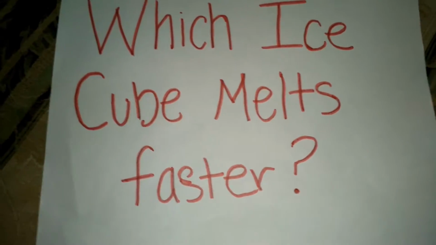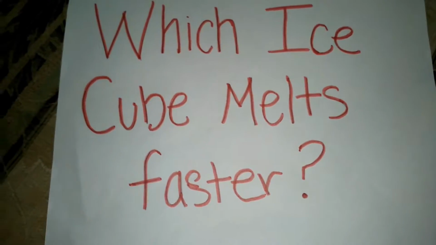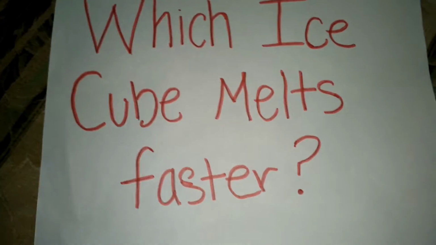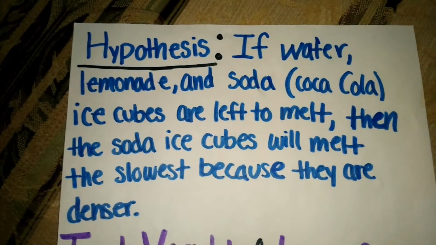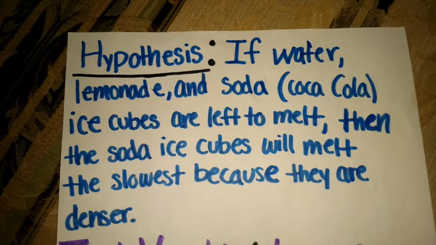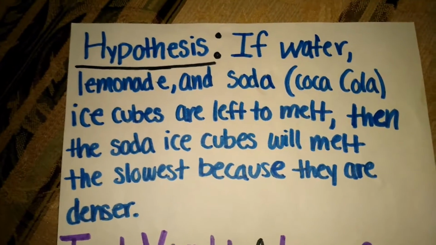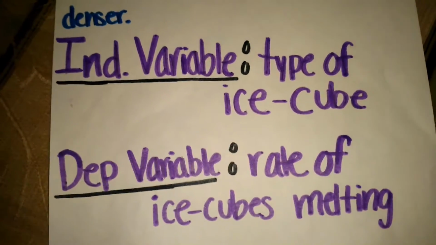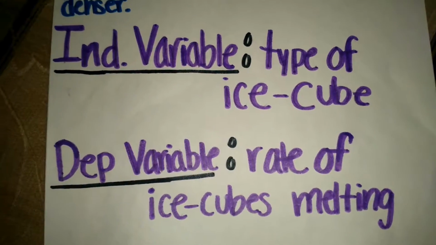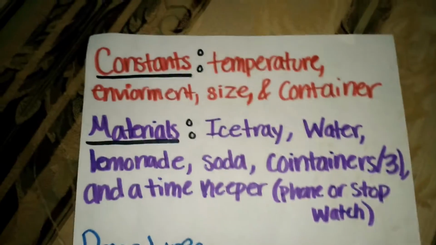Okay, so before we see the results of the experiment, we're going to go back and go through the procedure. So first, we're trying to ask which type of ice cube melts faster. The hypothesis for our experiment is if water, lemonade, and soda, in this case specifically Coca-Cola, ice cubes are left to melt, then the soda ice cubes will melt the slowest because they are denser. The independent variable is the type of ice cube, and the dependent variable is the rate of the ice cubes melting.